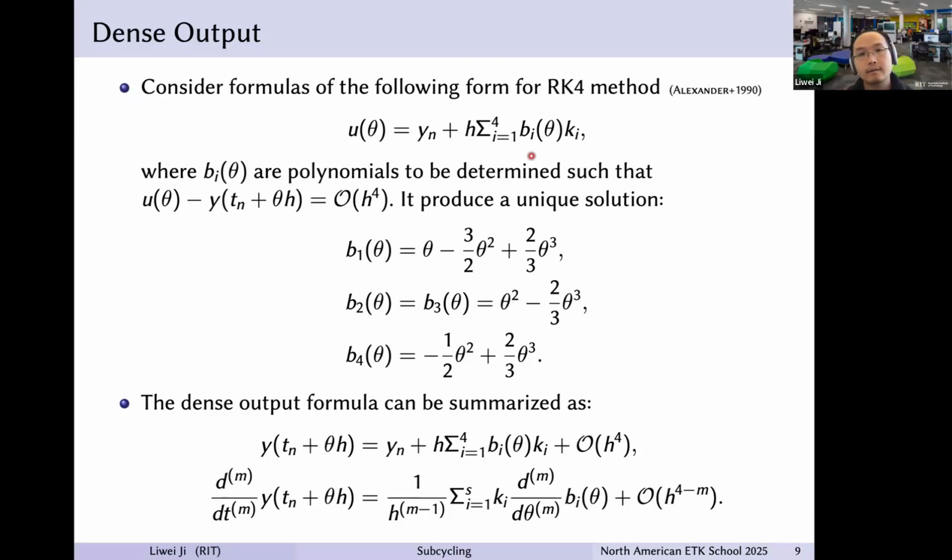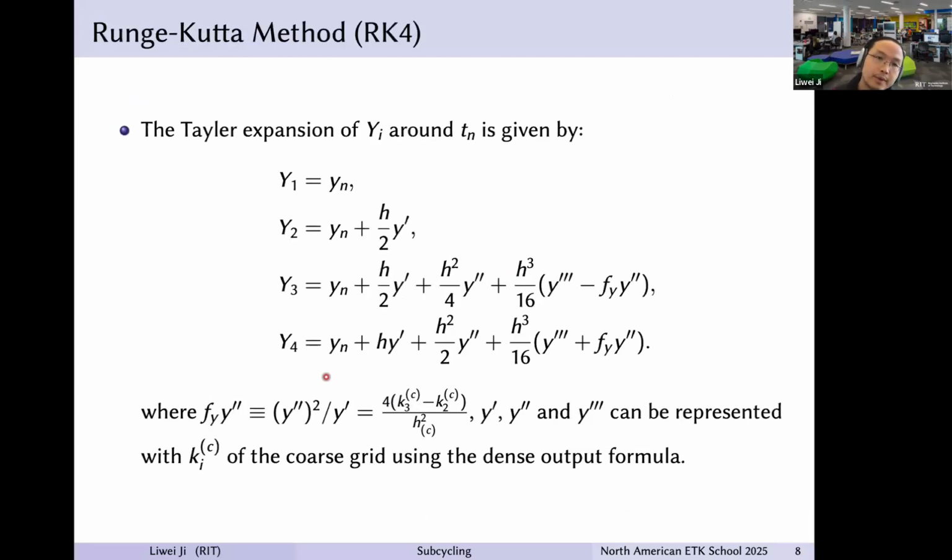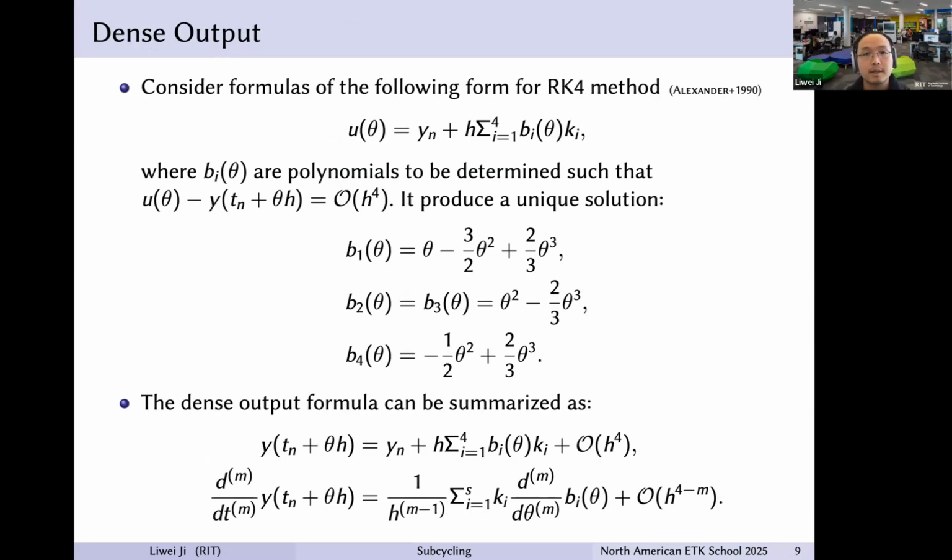So here's the dense output, and the expression of the coefficient bi is the following, and we can have this polynomial expressed as the following. You can also take a time derivative to have the expression of y prime using this polynomial. And then with this y prime, you can prepare the capital Y's. Then you can continue your RK step at the mesh refinement boundary.